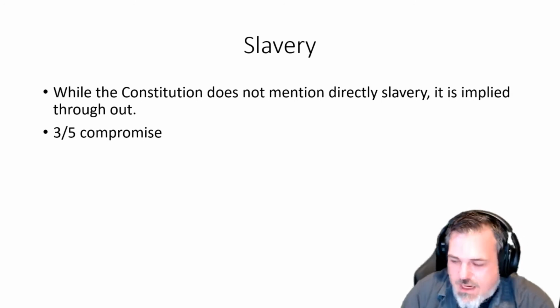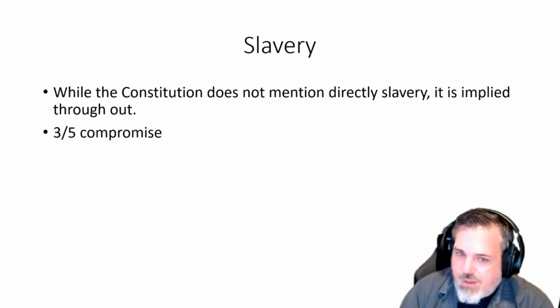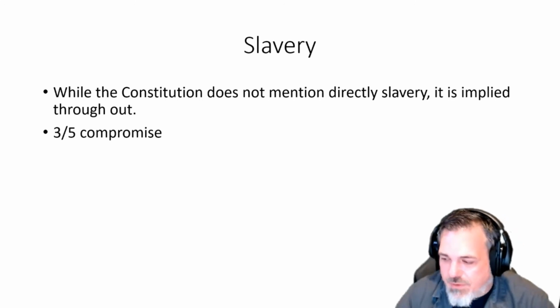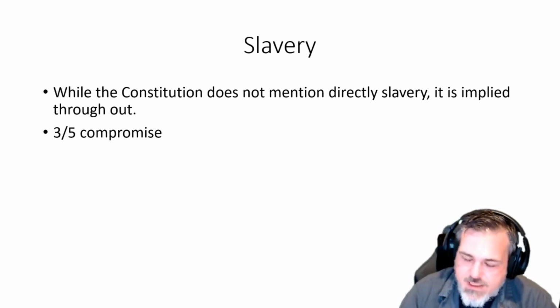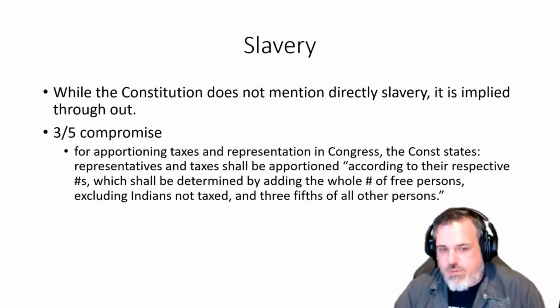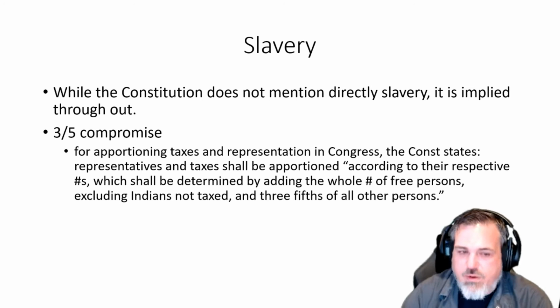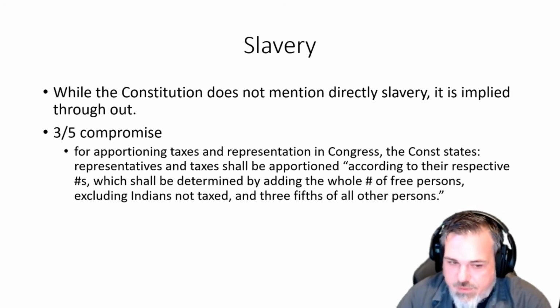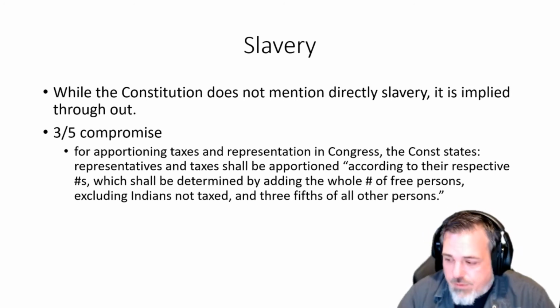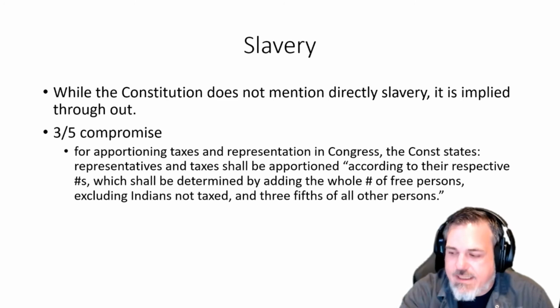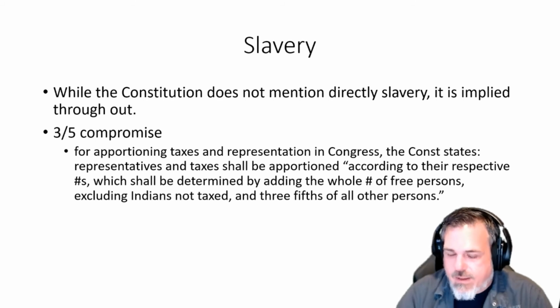And obviously the Three-Fifths Compromise is no longer good law. But the institutions that were built around the Three-Fifths Compromise, like the Electoral College, for example, absolutely still exist. And so for reasons of apportionment and taxation, according to the respective numbers, which shall be determined by adding the whole number of free persons, including Indians not taxed, and 3/5 of all other persons. So your Three-Fifths Compromise, a very early thing that path-dependently sets the country on a course that almost makes the Civil War inevitable.